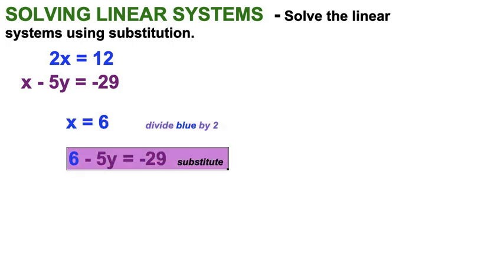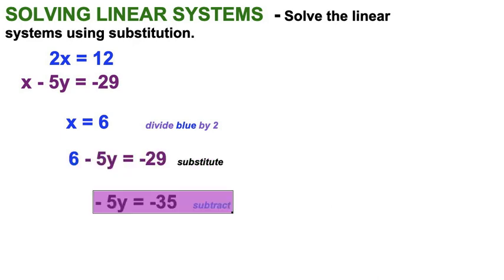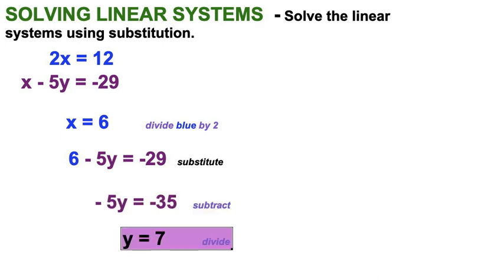I'm going to first take the blue equation and simplify it. And then I'm going to substitute that into the purple equation. And look at this. How easy is this? I'm going to subtract 6 from both sides. And I divide out that -5, y is 7.